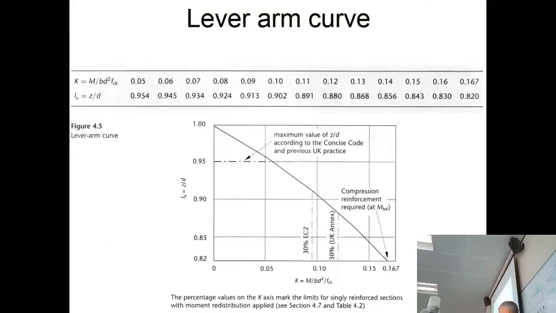Within books, you can use tables to work out z. If you had your moment that's been applied in the concrete, you could get a value of K. From this K, you go up to your line and then go across, and you end up with, say, 0.9 equals z over d. So you can work out the value of z from a chart like this.